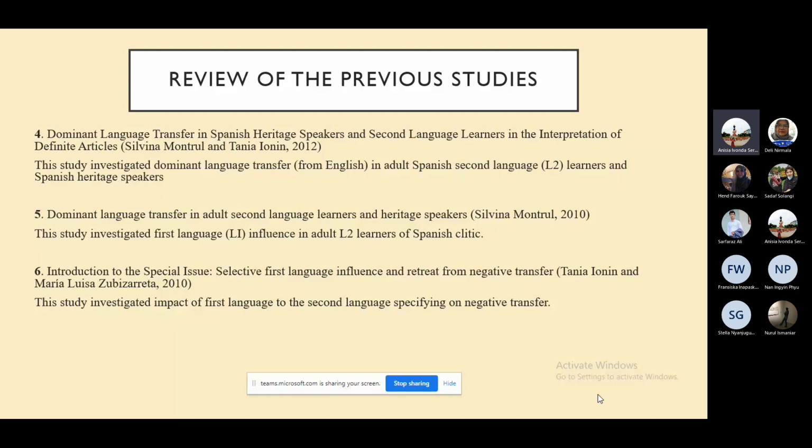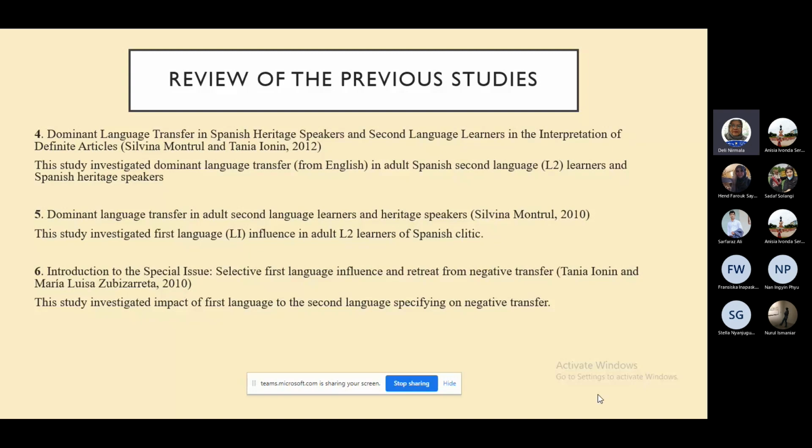Some of them actually just review the theory of interlanguage, language transfer, ma'am. So just a few of them literally present the research, while some of them evaluate or review the theory. Yeah, that's it.